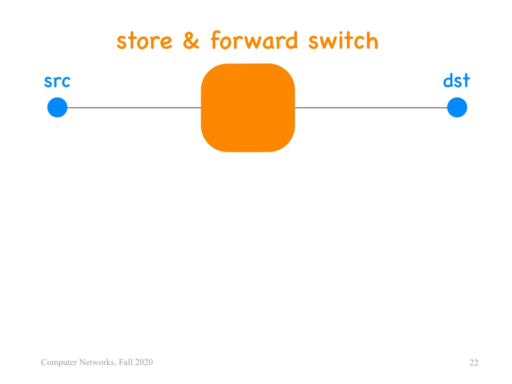The switch has a queue, and when it starts receiving bits from a packet, it stores them in the queue until all the bits of the packet arrive. Only then can the switch transmit the packet onto the next link. This is why it is called a store and forward switch, because it stores the bits until the last bit of the packet has arrived.